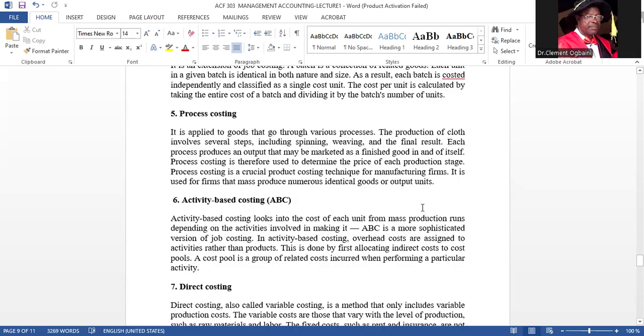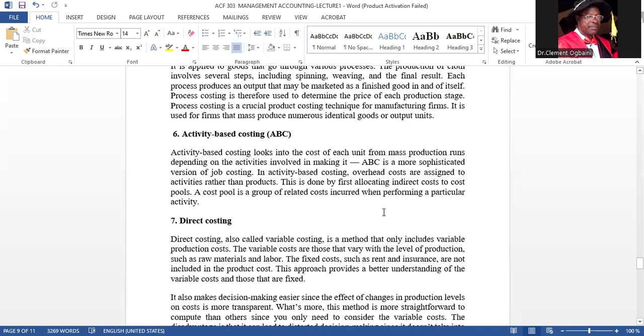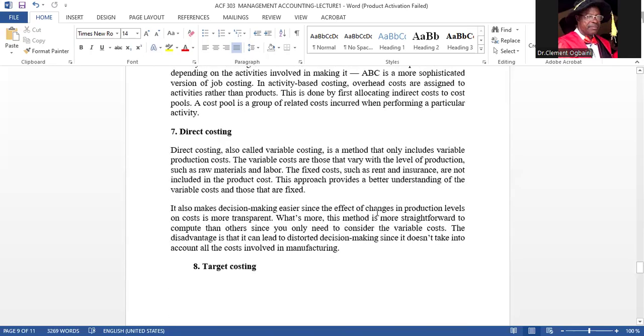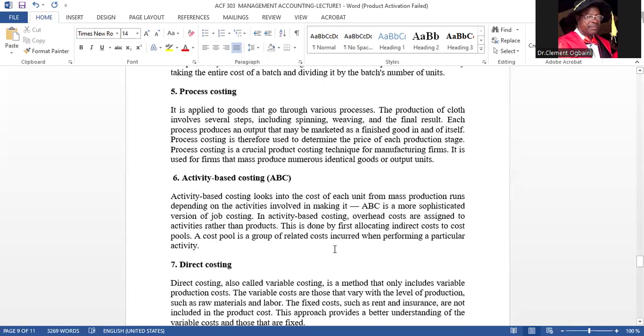Process costing is for companies that are in continuous production, just like Unilever, Nigeria Breweries. They are not waiting for customers to demand their product before they produce. Then we have activity-based costing. Activity-based costing is for companies that have certain activities and they cost how much it takes to carry out those activities. Maybe the security activities, this is how much it costs. Administrative activities, this is how much it costs. Production activities, this is how much it costs.